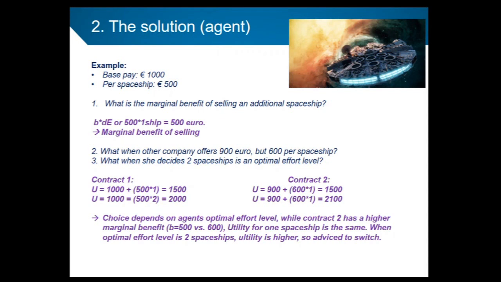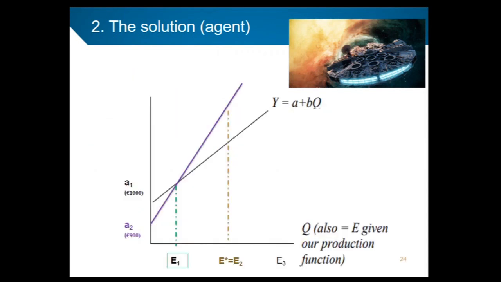We can also draw this. Note A is the intercept, so this is the starting position. This is where the line crosses the axis. And we see indeed here for one effort level, the utility is the same. It's still 1,500, both for contract 1 and contract 2. Well, for E2, so if she sells two spaceships, utility is higher in the second contract. So here she would earn 2,100 instead of 2,000.